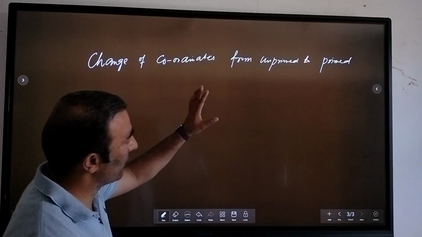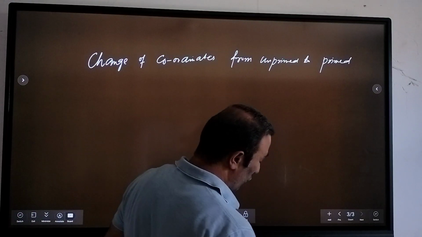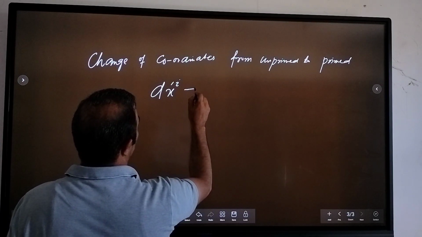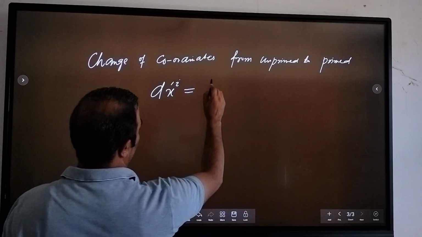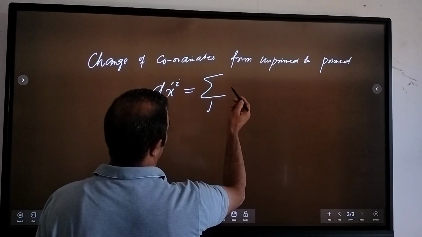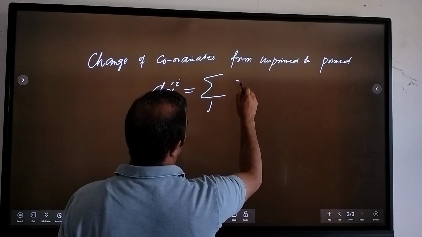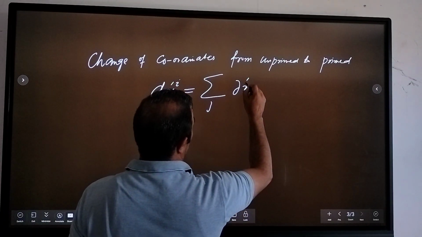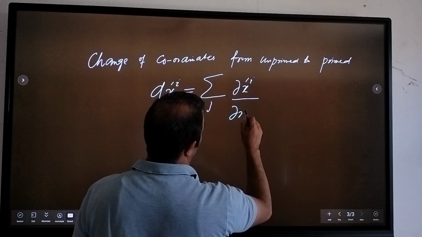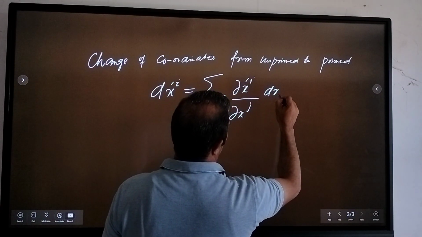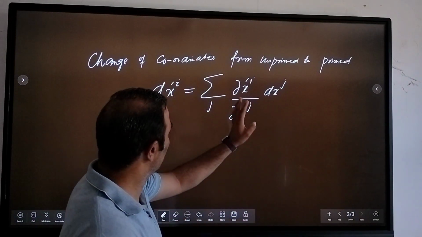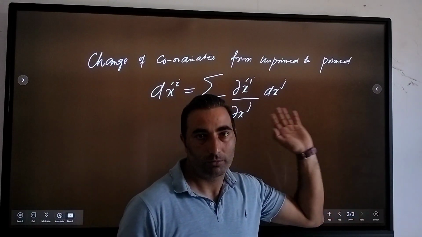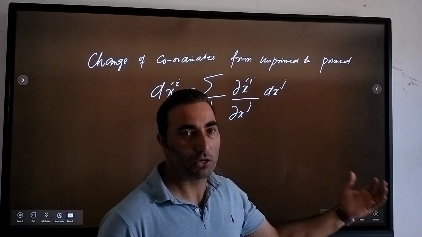So you are going from some unprimed to some primed system, right? So how can you define that? If you write now dx prime i, that is equal to... So you can write this as... So can I write it this way? Because this side will cancel, so you get the same. So this is summation over j, because j can run from 1 to 3.